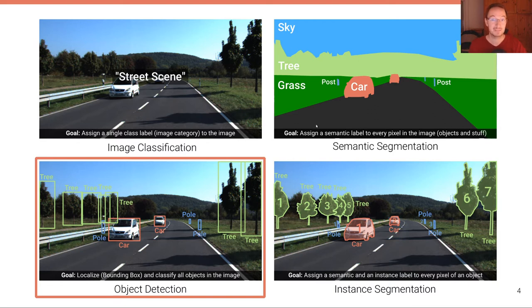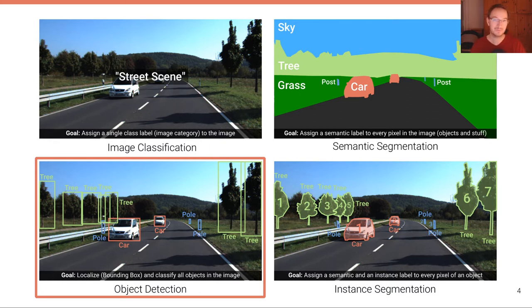Another task that we've already seen in the context of this lecture is the problem of semantic segmentation, where we want to assign a semantic label to every pixel in the image for both objects and stuff. For example, we want to determine the pixels that comprise the road area. Then we have object detection, where the goal is to localize in terms of a bounding box and classify all objects in an image, as illustrated here. And then finally, we have the problem of instance segmentation, which is the problem of assigning a semantic and an instance label to every pixel of an object in the image. So effectively combining semantic segmentation and object detection.